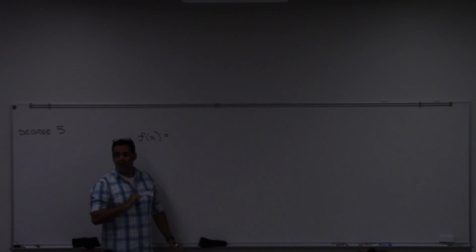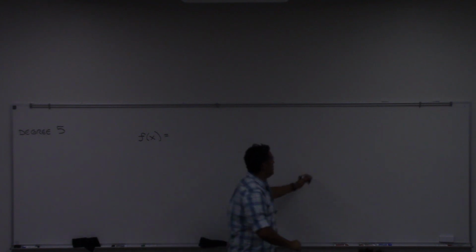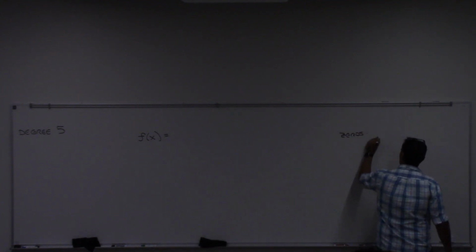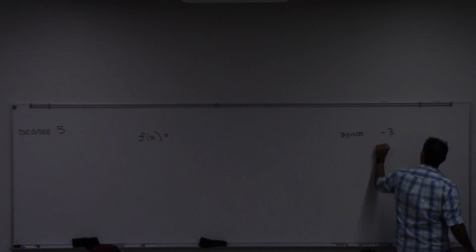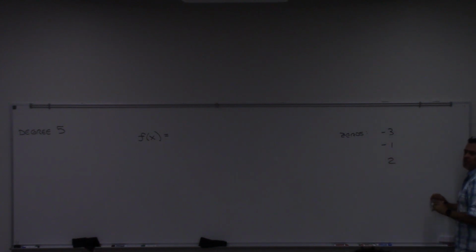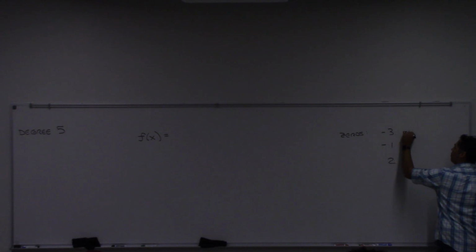The x-intercepts, right? So what are the zeros of that thing? I'm going to list them over here. What are the zeros? -3, -1, and 2. Those are the zeros or x-intercepts. Now, what's the multiplicity of each of these? Remember, we talked about that as well. Where do we get that from? If it crosses or bounces, right?